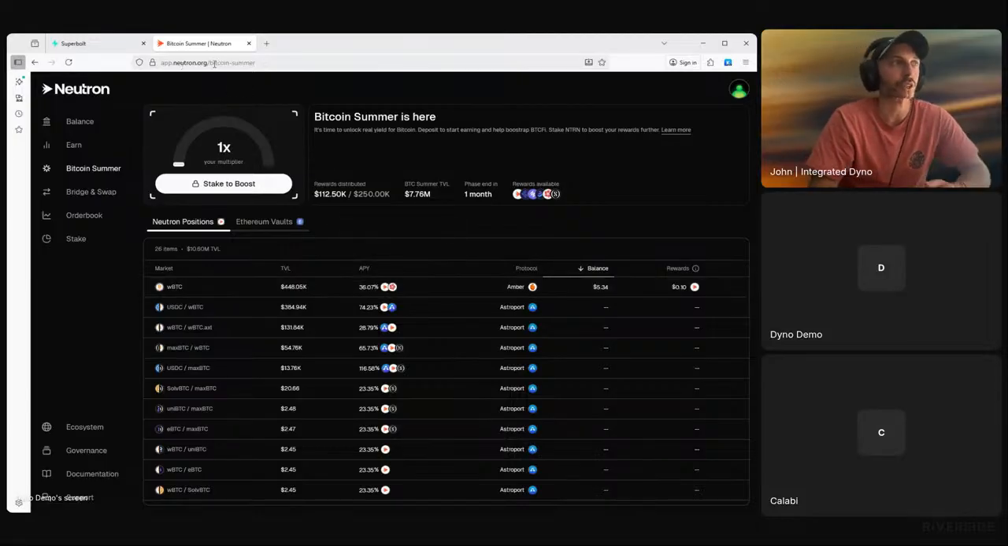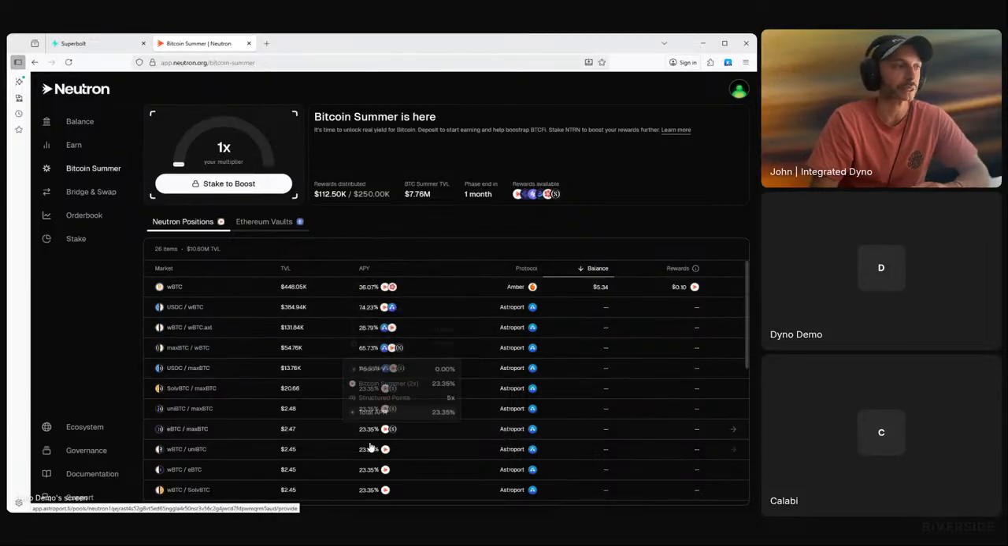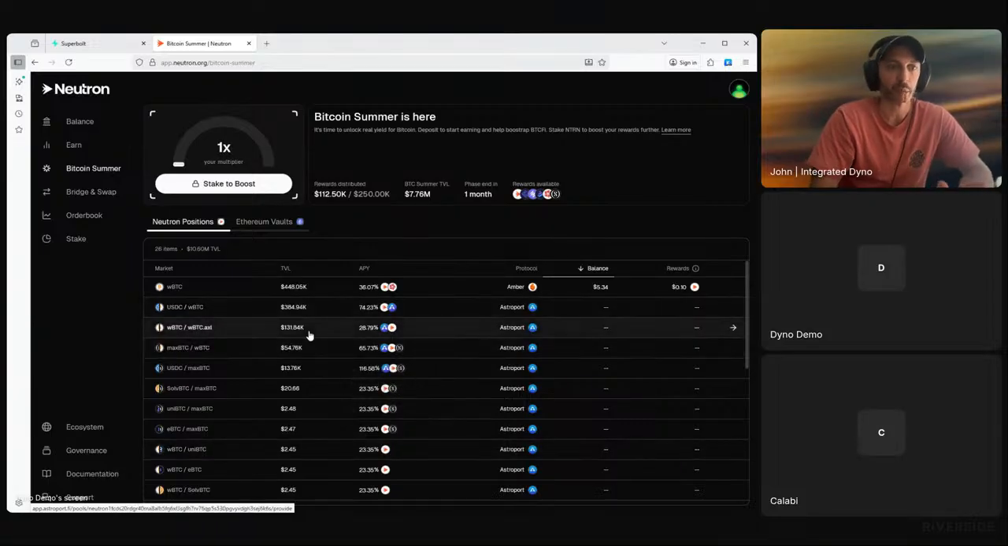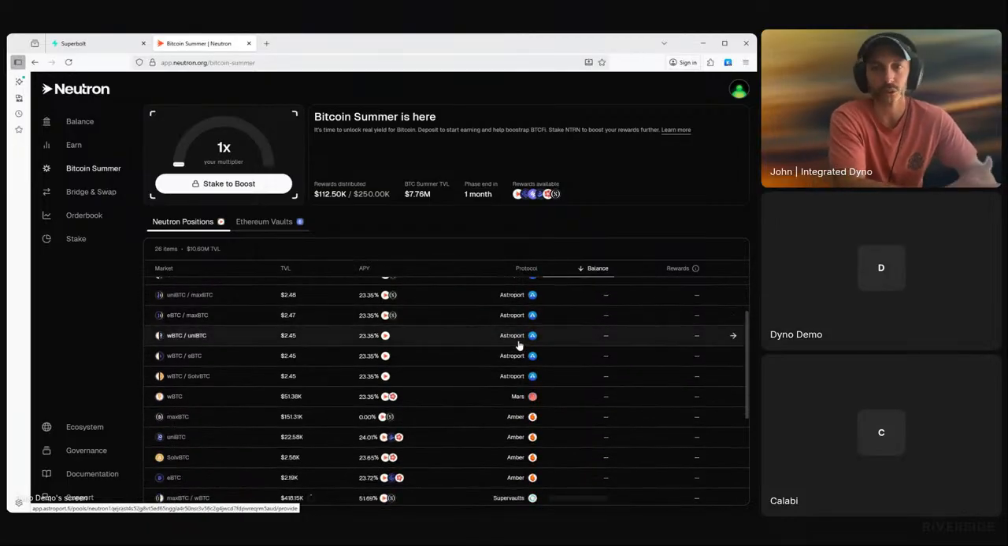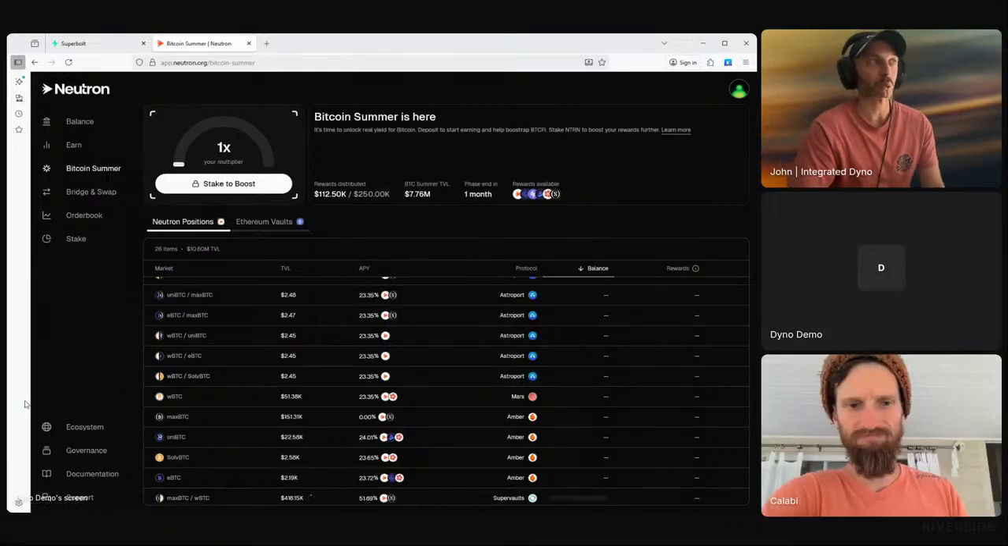Here you go, app.neutron.org, and look at the different opportunities. There's a lot of different opportunities based on what people's risk tolerance is and what they want exposure to. And so definitely look into the documents, read about the different protocols and how they operate, and also, of course, join the Neutron Telegram or the Neutron Discord, ask questions. There's plenty of people there that have been thinking about this for a long time and are happy to answer your questions. So, Kalabi, I don't know if you have any questions about what I was just saying.